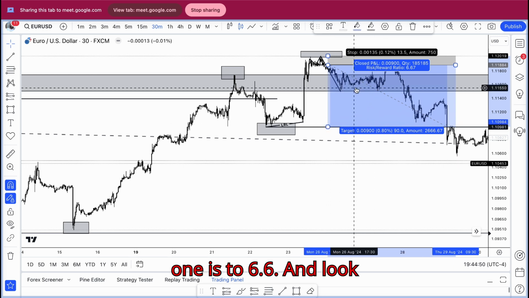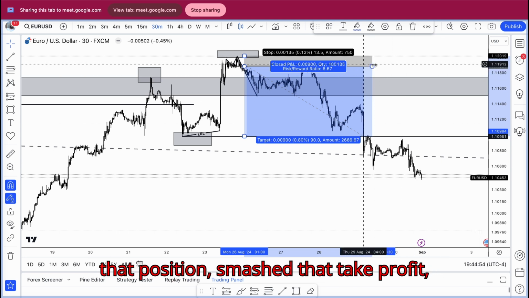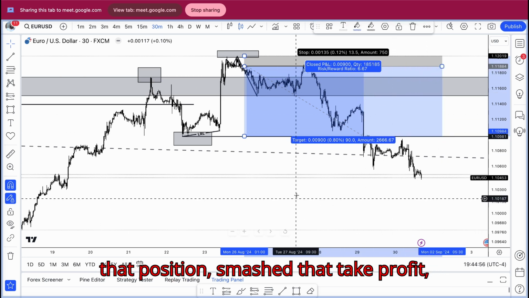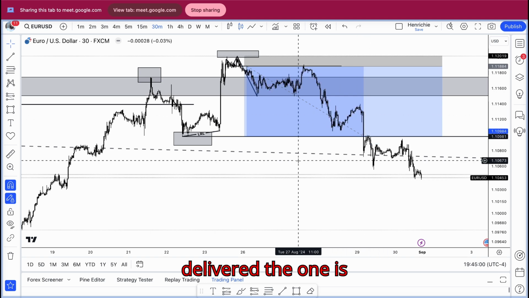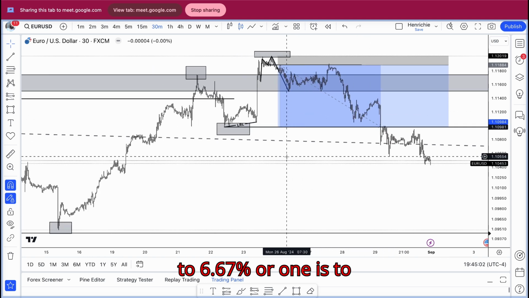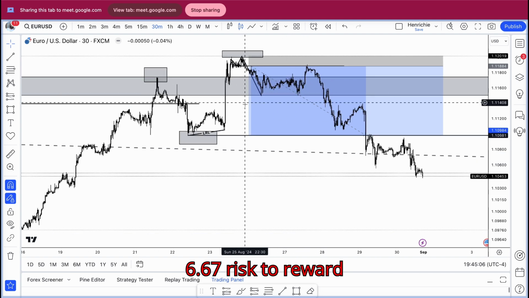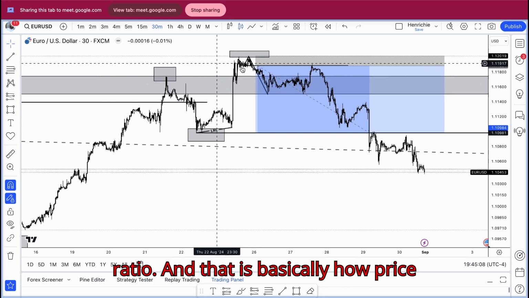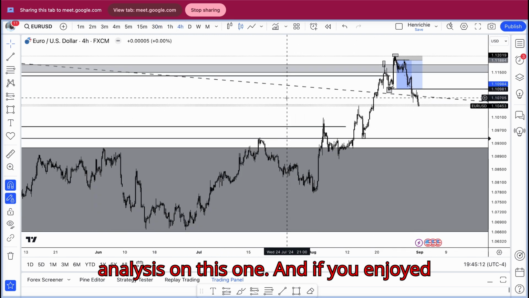1 is to 6.6. And look how nicely price came straight down into that position. Smashed that take profit, delivering the 1 is to 6.67 risk to reward ratio. And that is basically how price delivered that zone. So that is my analysis on this one.